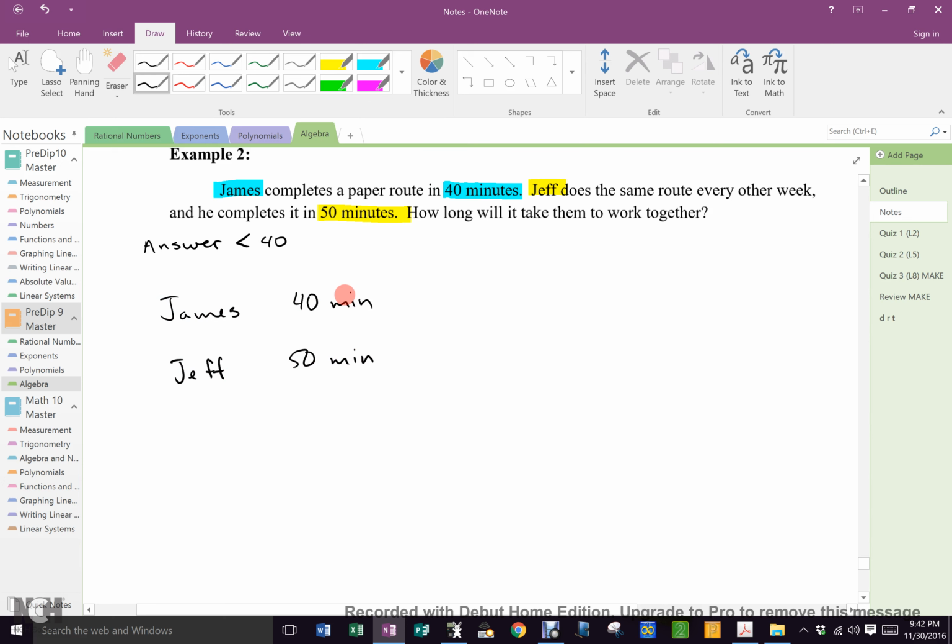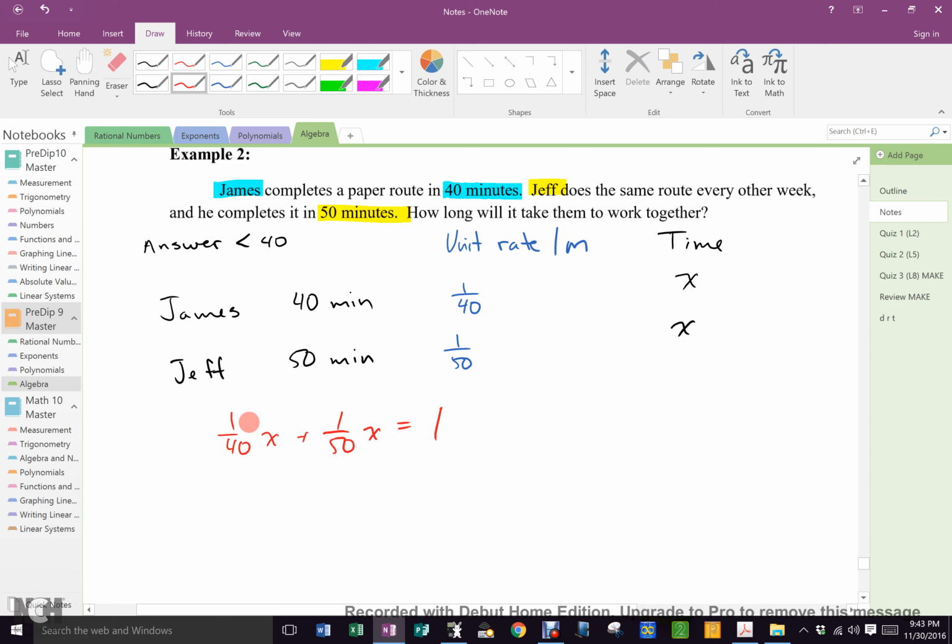How much can James do? Now, here's where it gets different. What's my rate here? Is it hours? No, it's minutes. So I have to do my unit rate per minute. So this becomes 1/40th of my job per minute and 1/50th of my job per minute. How many minutes is it going to take? We don't know. That's the question. X, X. Then we work it out. 1/40th X plus 1/50th X equals 1 whole job. What's my common denominator?